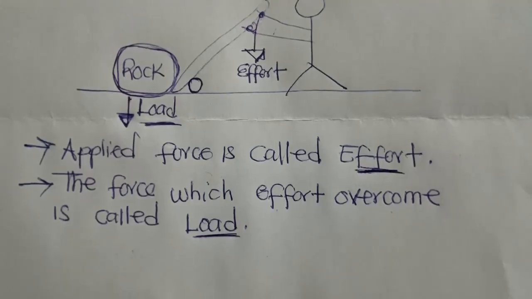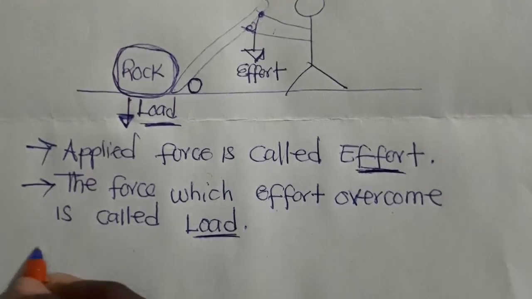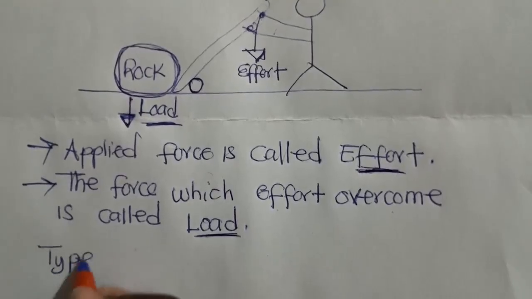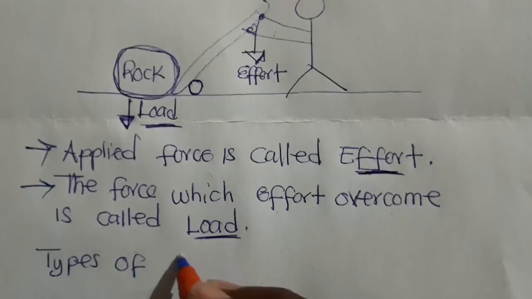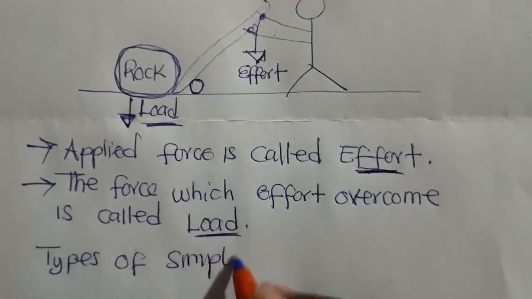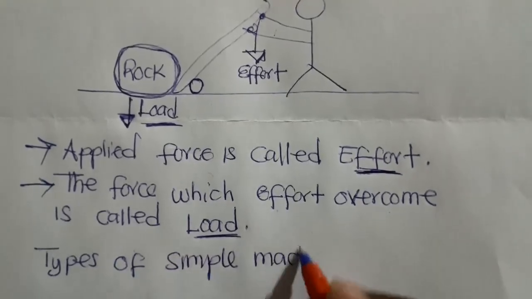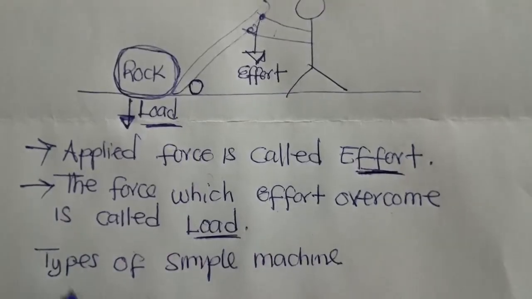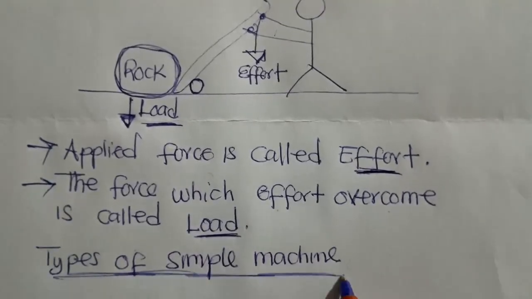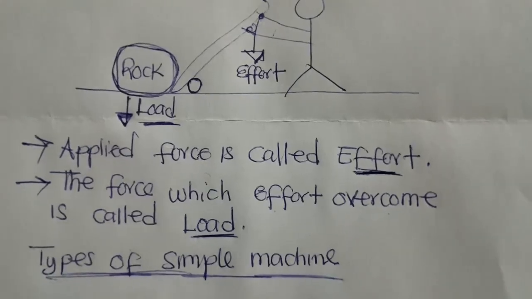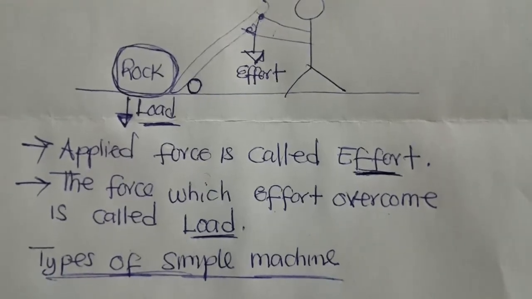So let us talk about types of simple machines. What are some of the types that we know? What are some of the types that exist? So I want you to understand this.